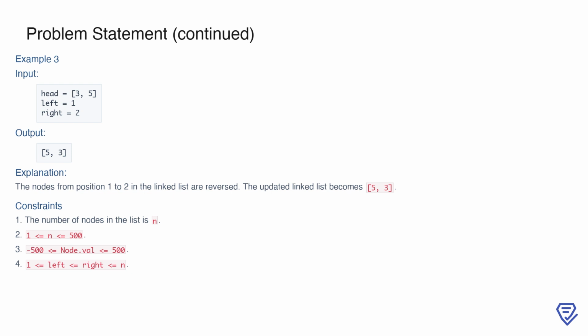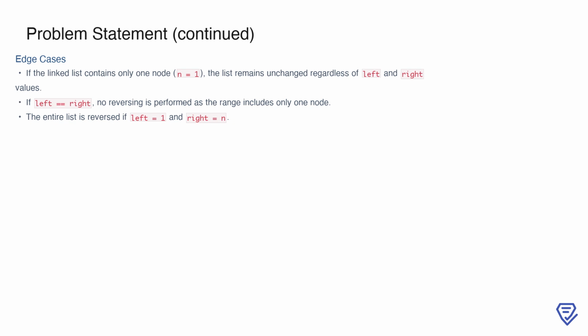Now, looking at the constraints, the number of nodes in the list, n, is between 1 and 500. Each node's value lies between -500 and 500, and the indices left and right will always satisfy the condition 1 <= left <= right <= n. Let's examine some edge cases.